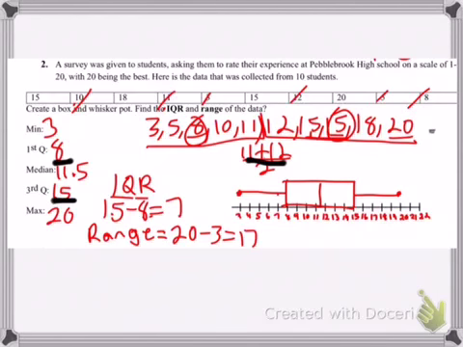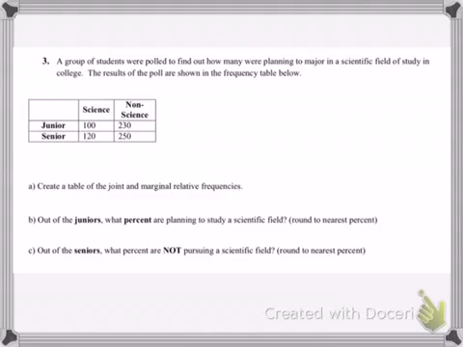11.5. A group of students were polled to find out how many were planning to major in a scientific field of study in college. The results of the poll are shown in the frequency table below. Create a table of the joint and marginal relative frequencies. Remember, find the total of the columns and rows. Make sure you find the total of the whole table. Out of the juniors, what percent are planning to study a scientific field? Out of the seniors, what percent are not pursuing a scientific field?